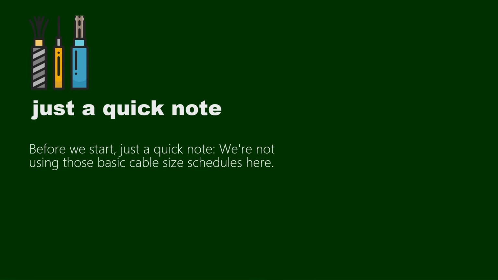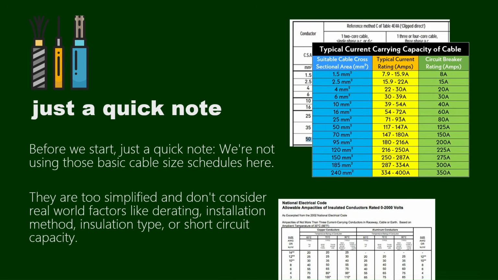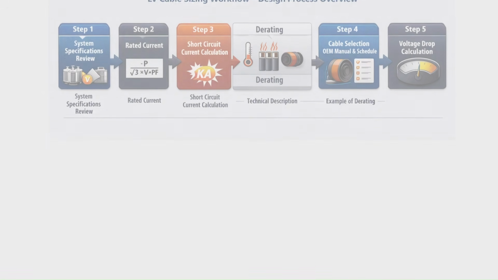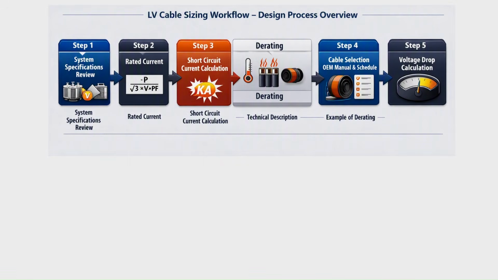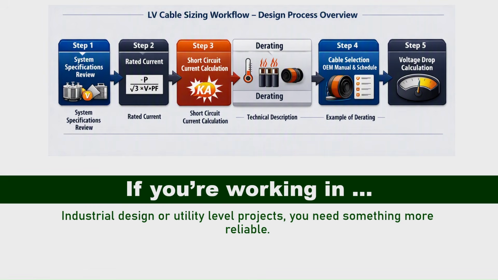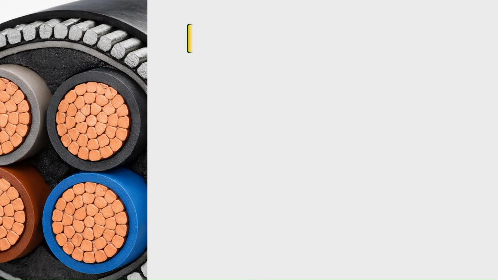Before we start, just a quick note, we're not using those basic cable size schedules here. They're too simplified and don't consider real-world factors like derating, installation method, insulation type, or short circuit capacity. If you're working in industrial design or utility-level projects, you need something more reliable, so we'll follow a proper engineering workflow instead. Step 1. System Specifications Review.